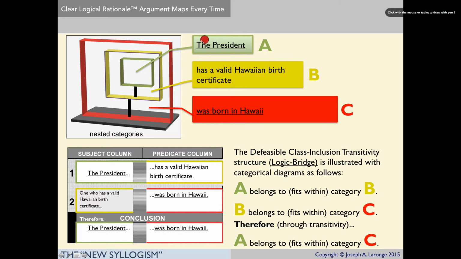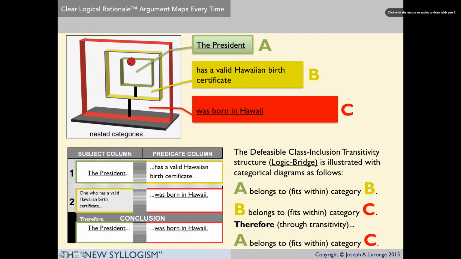Another way of saying it is, the president, that's A, and this inside that green rectangle represents that category, fits within that category, has a valid Hawaiian birth certificate. So you notice it's the whole predicate of that sentence, which we'll talk about later, including the verb. And anything that has a valid Hawaiian birth certificate, which is everything inside this category, is alleged was born in Hawaii, meaning you're claiming that it fits within this category.